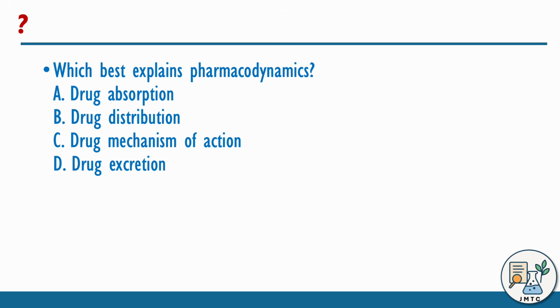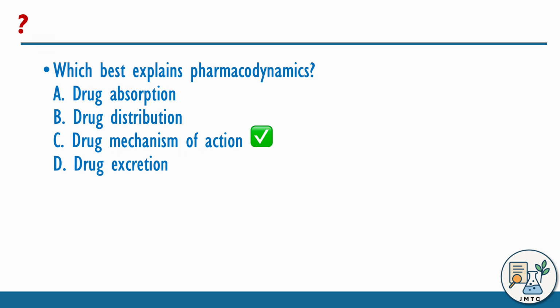Question: which best explains pharmacodynamics? A, drug absorption, B, drug distribution, C, drug mechanism of action, D, drug excretion. You can pause this PowerPoint video so you can answer first. So the answer here is drug mechanism of action, or we call it MOA.